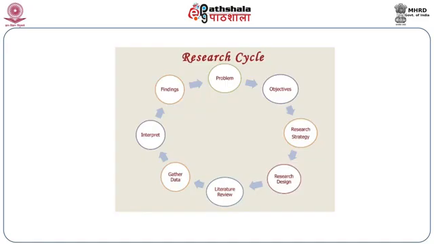There is a research cycle. It starts with the problem, deals with the objective, then the research strategy, design, literature review, side by side gathering of the data, then interpretation of the data and interpretation of the findings, and then they should be related well to the research problem. So all of them are interrelated in a cyclic motion.